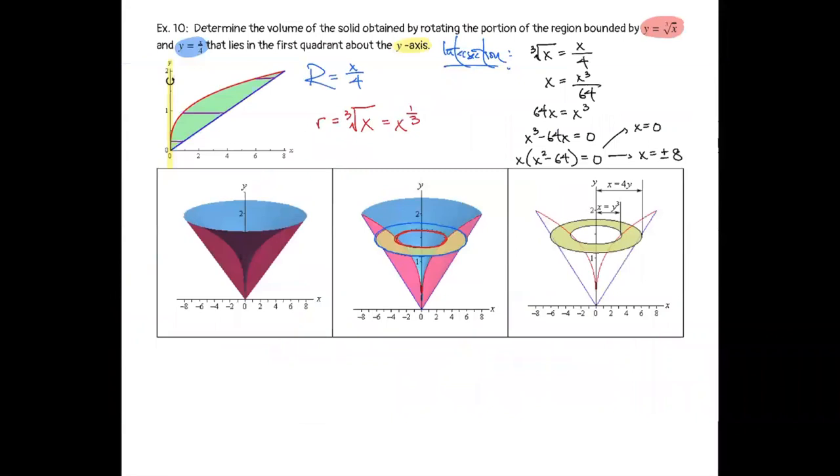All right, so we found our intersection points. Let's go ahead and set up our integral. So volume equals the integral of area. Now, are we thinking dx or are we thinking dy? All right, we are thinking dy. That is good.